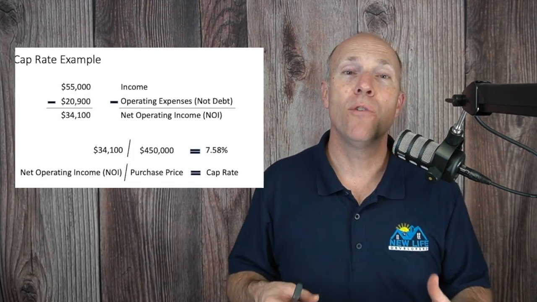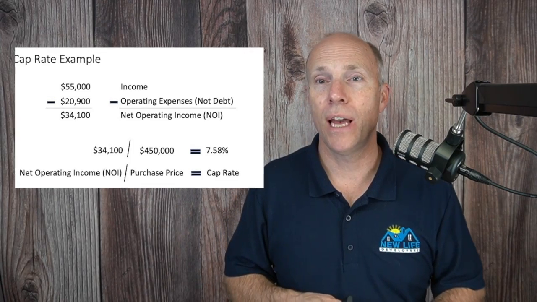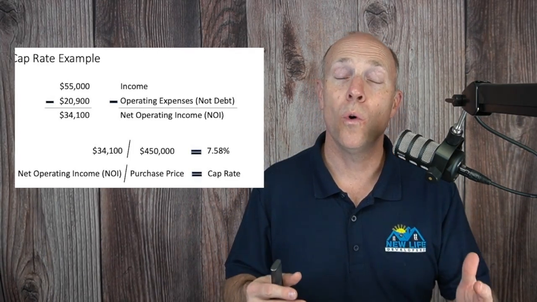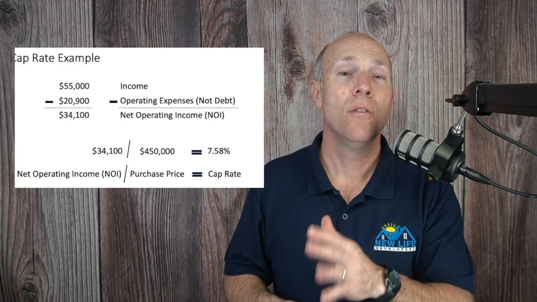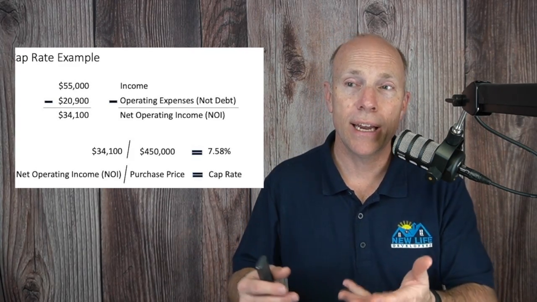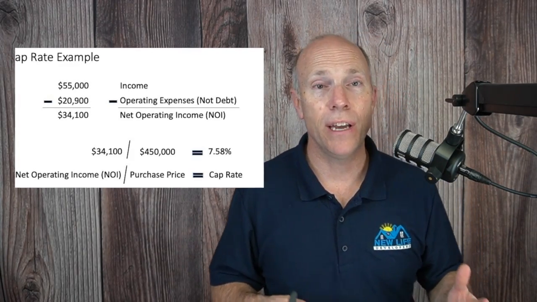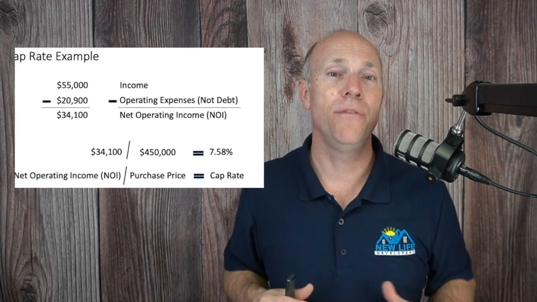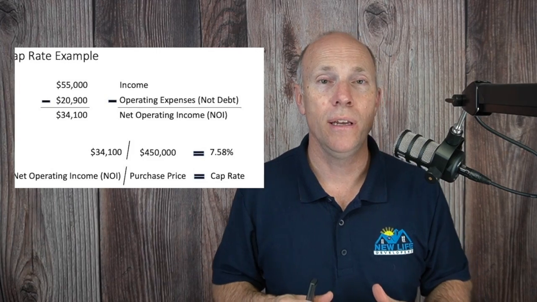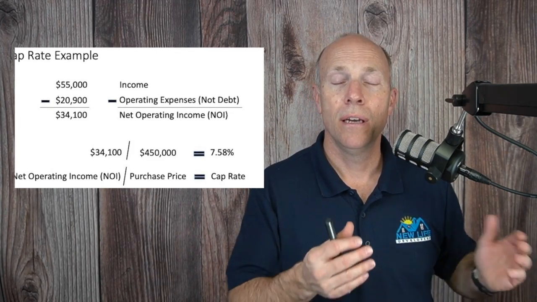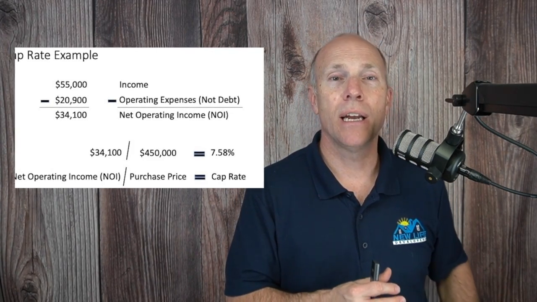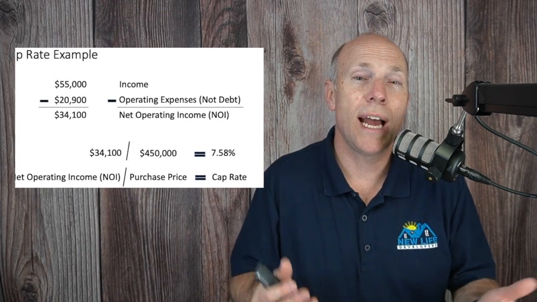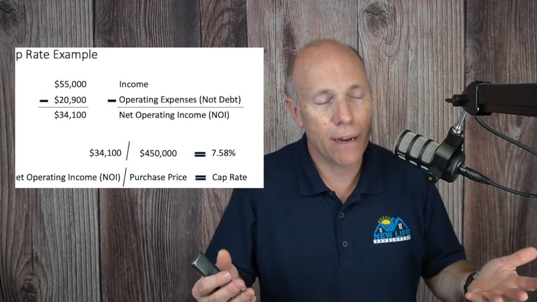So if I were to pay $450,000 for that property, then my cap rate is $34,100 divided by $450,000, and that gives me 7.58%. If I were to spend all cash and put $450,000 into this property, then I should expect my net operating income to come into my pocket at a little more than 7.5%. Not a bad return.